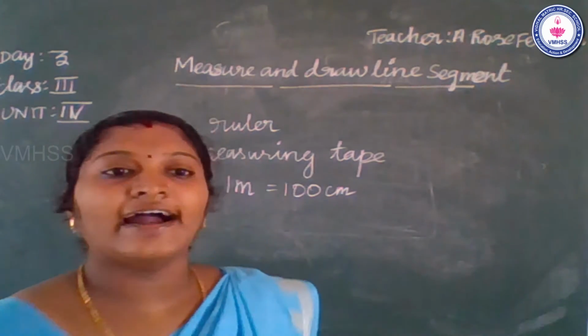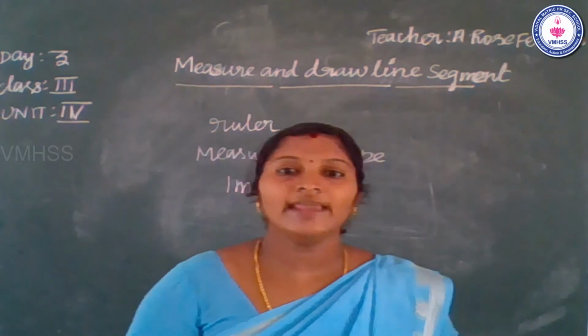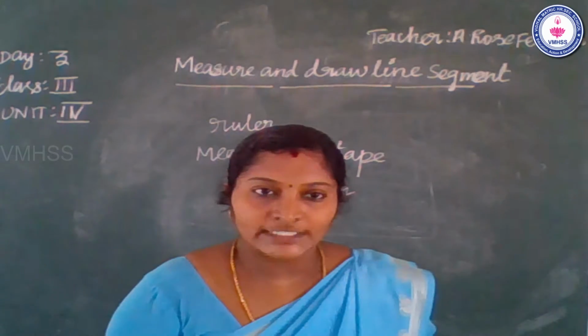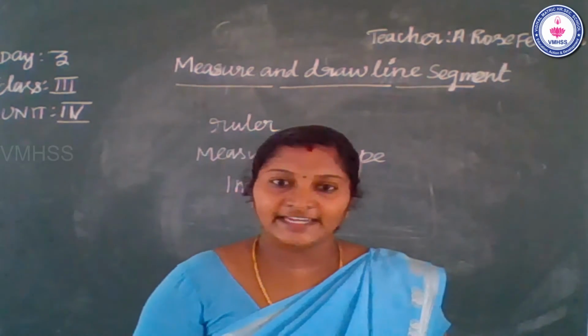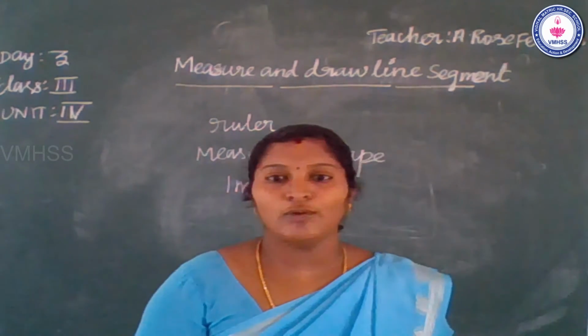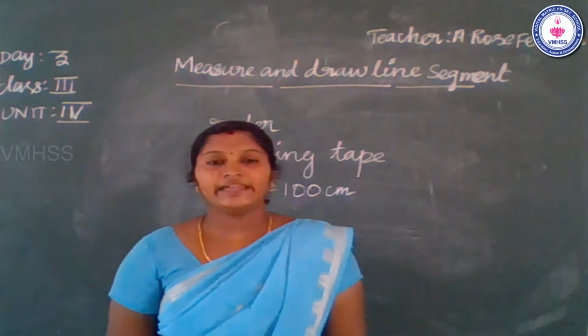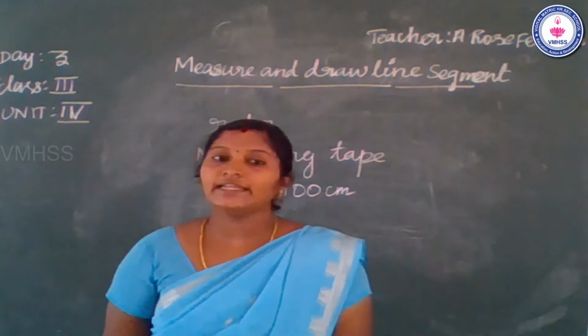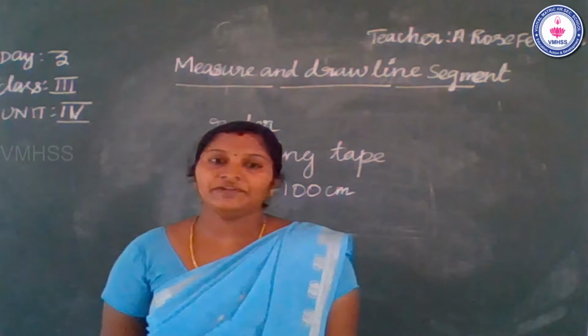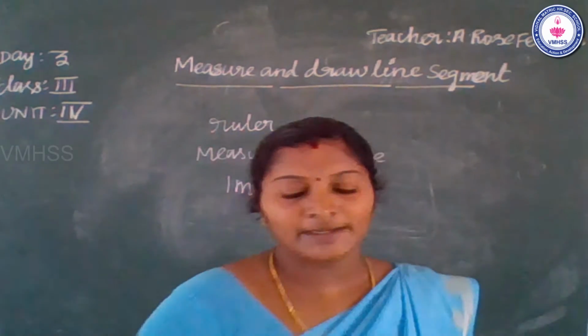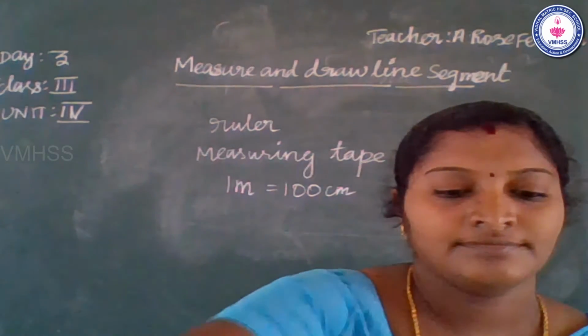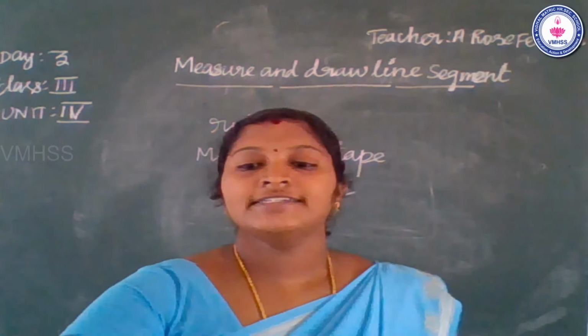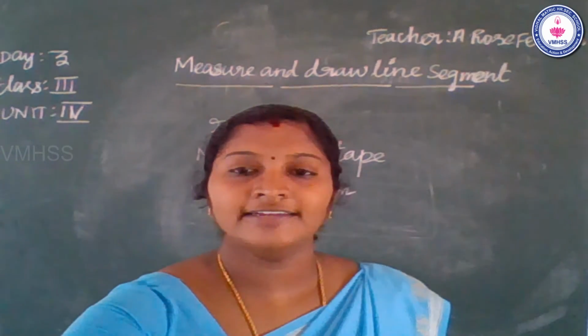This is 100 centimeter. 1 meter equals 100 centimeter. 1 centimeter equals 10 millimeters. Do you understand? Yes. Okay students, see the next slide.